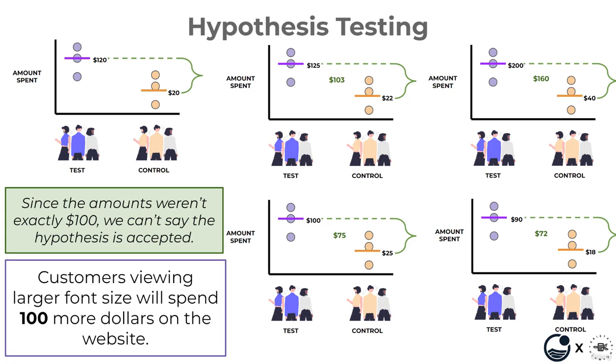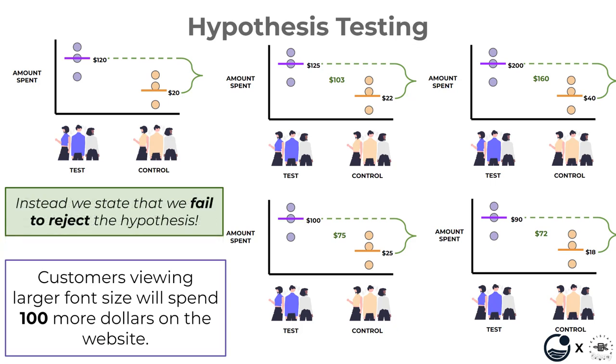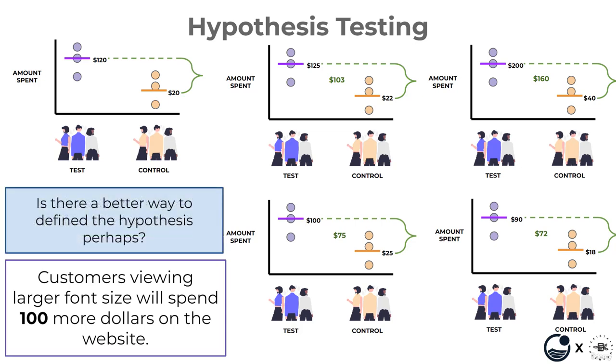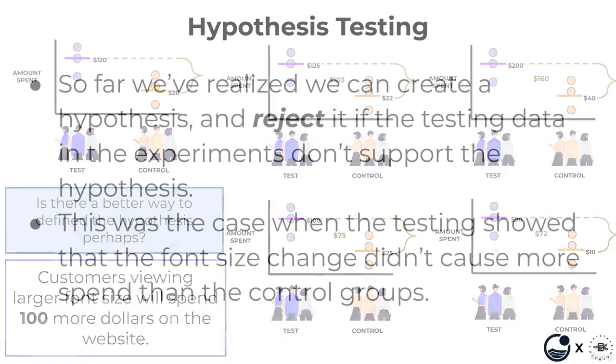Since the amounts weren't exactly $100, I can't say the hypothesis is accepted. So instead, I use that very specific terminology of failing to reject the hypothesis. So again, the difference is you reject the hypothesis or you fail to reject the hypothesis. Now, I've already mentioned a couple times that this idea of exactly $100 more is kind of troublesome. So is there a better way to actually define the hypothesis, perhaps?